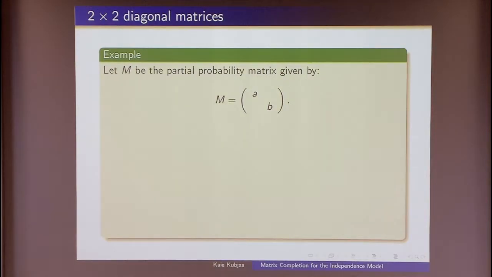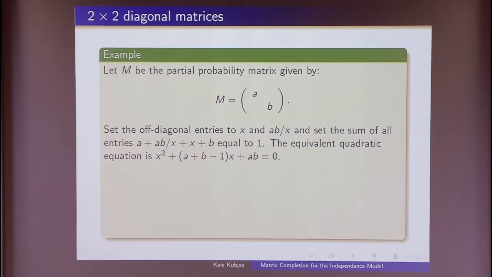So let's start with a very easy toy example. Given a partial matrix with diagonal entries A and B, how to decide if this has a completion? We add an extra entry X. And then the 4th entry is already determined by the 2 by 2 minors, because rank 1 means that the 4th entry needs to be A times B divided by X. And then we set the sum of entries equal to 1.